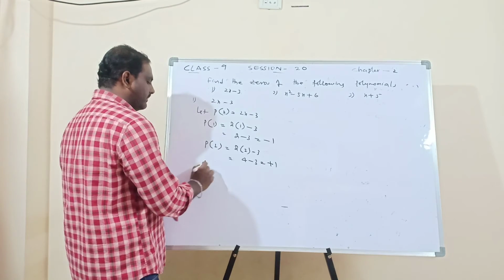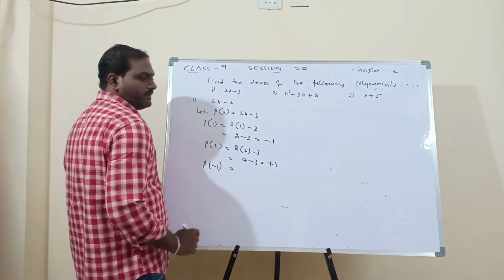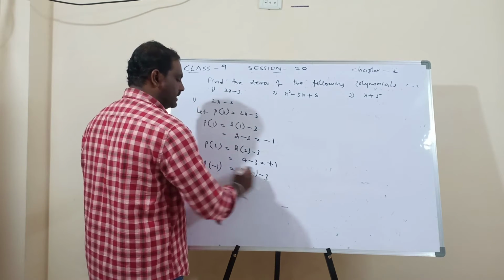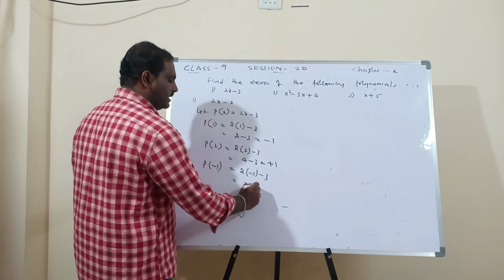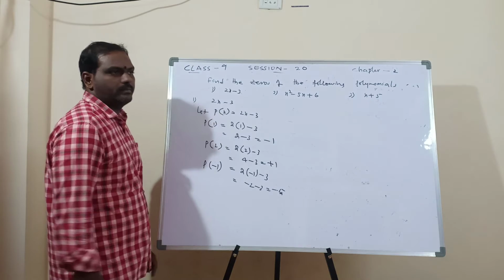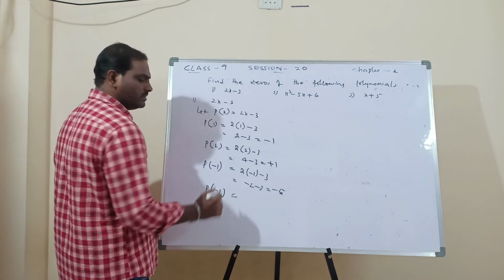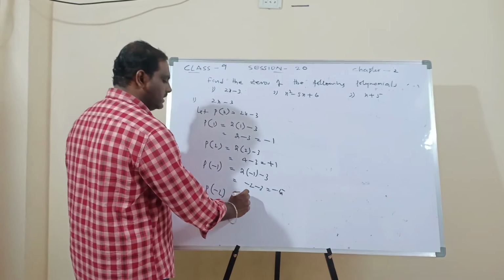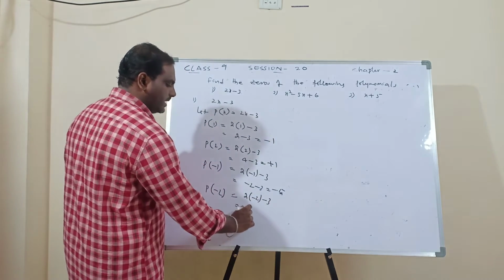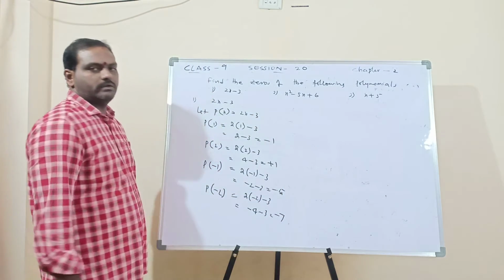Next I will go for p of minus 1. What is p of minus 1? 2 into minus 1 minus 3. What is 2 into minus 1? Minus 2 minus 3. How much is it? Minus 5. This is also not a zero of the polynomial. Then next I will go for one more, p of minus 2. Then what is that? 2 into minus 2 minus 3. 2 into minus 2 is minus 4 and minus 3 it is minus 7. So this is also not a zero of the polynomial.